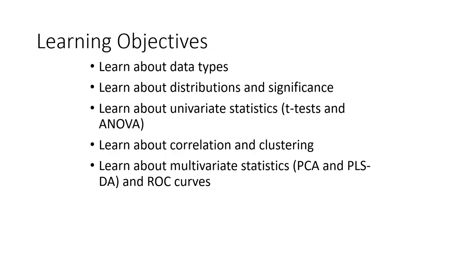Third part will focus on univariate statistics, the application of student t-tests and analysis of variance, or ANOVA. The fourth part of this lecture will focus on correlation and clustering, how to measure them, how to perform them. And the last part, which is perhaps the most complicated part, is on the aspect of multivariate statistics, the application of principal component analysis and partial least squares discriminant analysis, or PLS-DA, and the application of PLS-DA towards the measurement of receiver operating characteristic curves, or ROC curves.